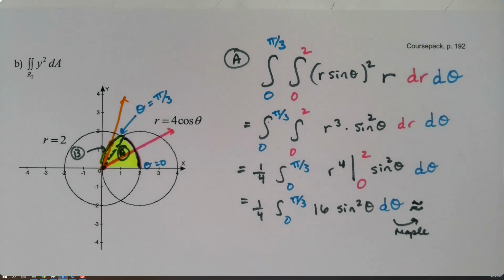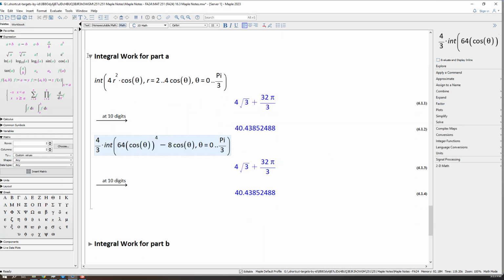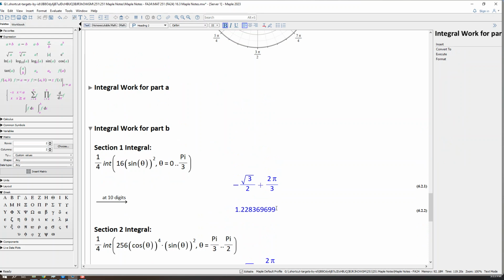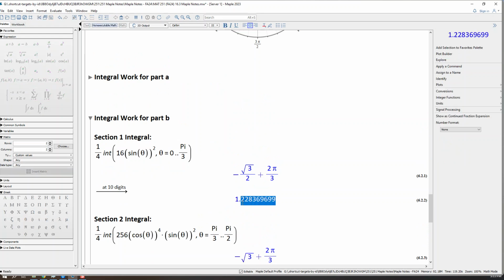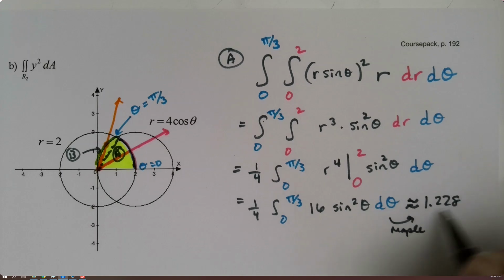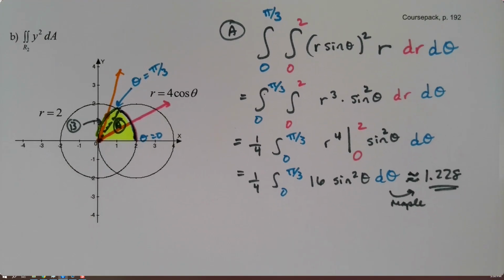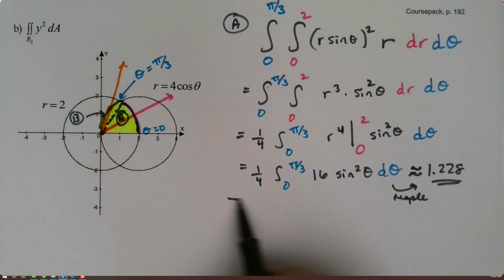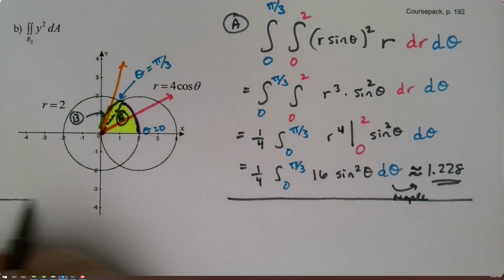So let's see here. Let's look at the integral work for part B. There we go. 1.228. There it is. Okay, so let me write 1.228. Now, that's not the whole thing, so I'm not going to circle it because it's not the answer. Now I've got to find the section for part B. And I'm going to give myself some space here. So let's do part B over here.